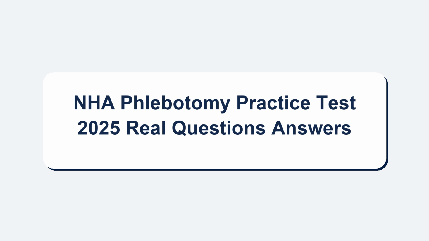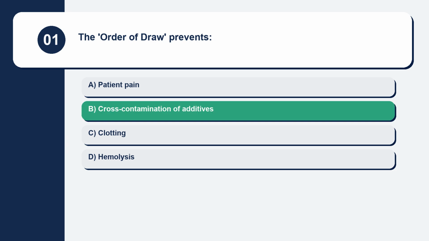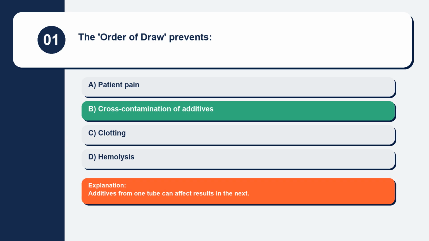NHA Phlebotomy Practice Test 2025 Real Questions Answers. Question 1. The order of draw prevents patient pain, cross-contamination of additives, clotting, hemolysis. Additives from one tube can affect results in the next.